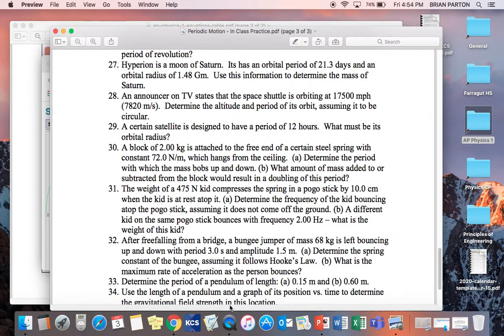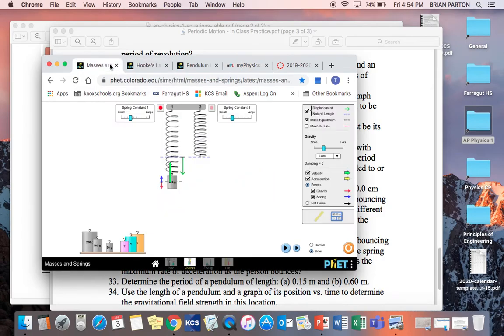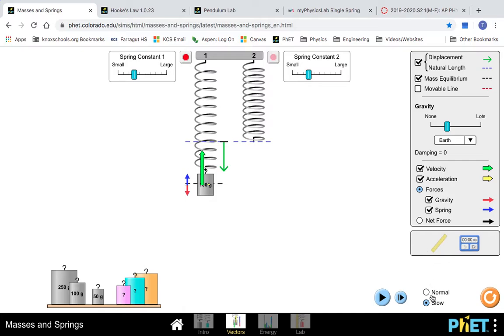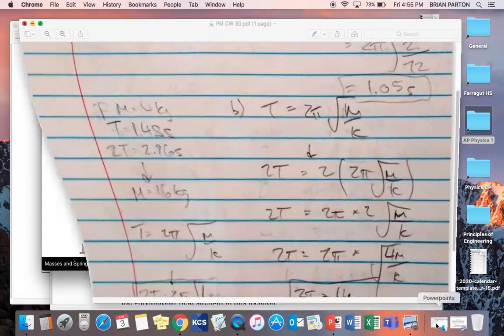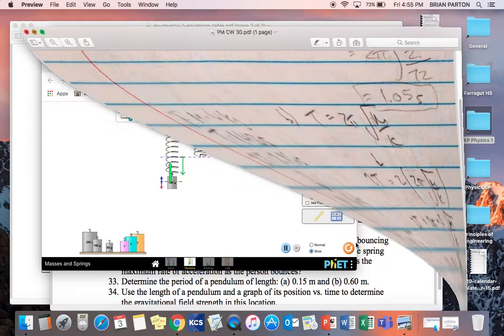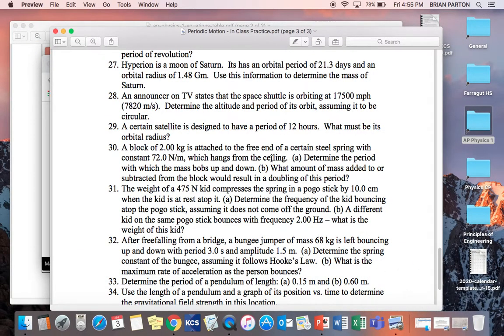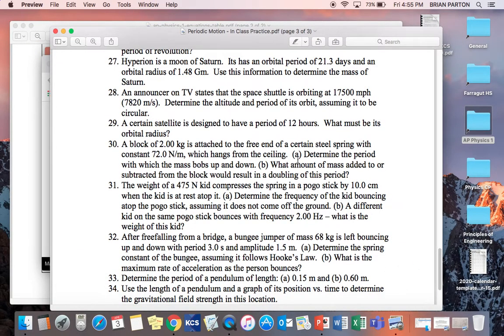So it's kind of like, let's go back to this one. It's kind of like this right here. We have this hanging from the ceiling like that. No, I don't want to show that yet. This is going to be a little clunky to begin with. Determine the period with which the mass bobs up and down. So in other words, down, up, and then back. That's the period. What amount of mass added to or subtracted from the block would result in a doubling of this period?